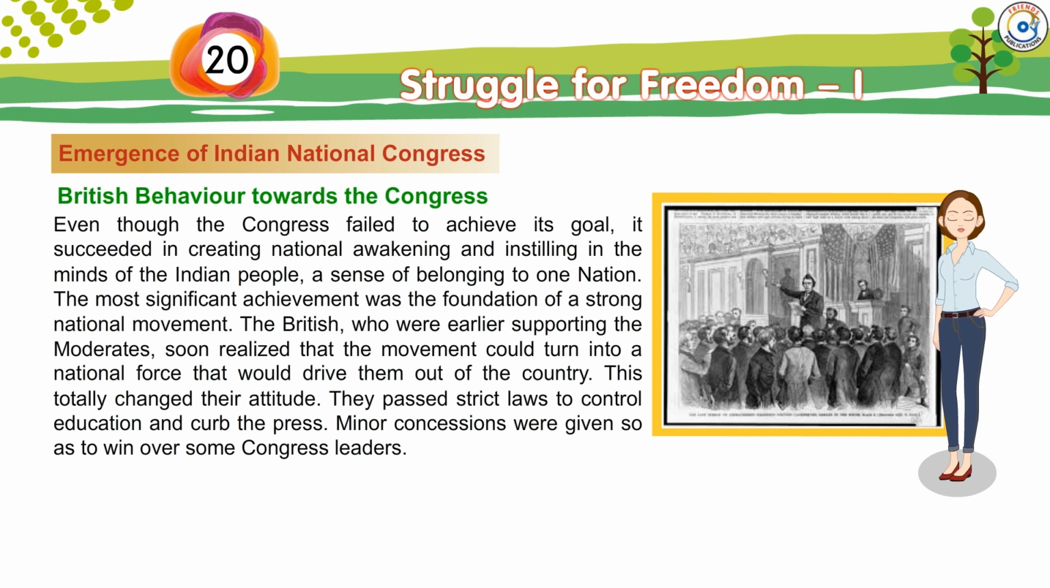The British, who were earlier supporting the moderates, soon realized that the movement could turn into a national force that would drive them out of the country. This totally changed their attitude. They passed strict laws to control education and curb the press. Minor concessions were given so as to win over some Congress leaders.